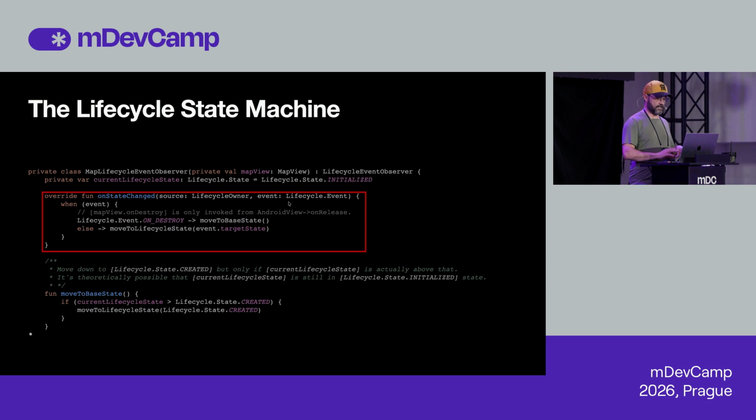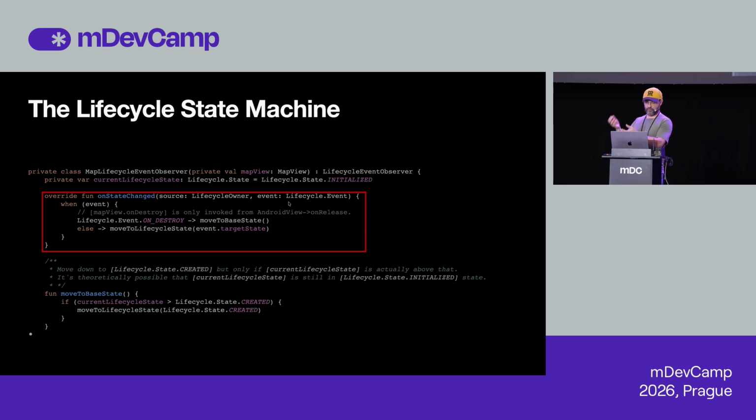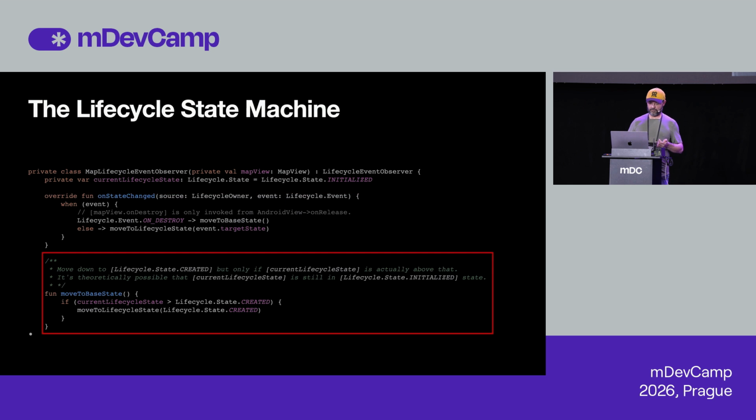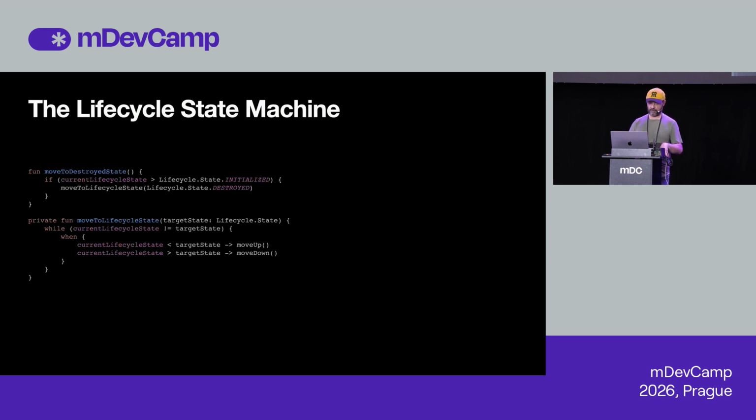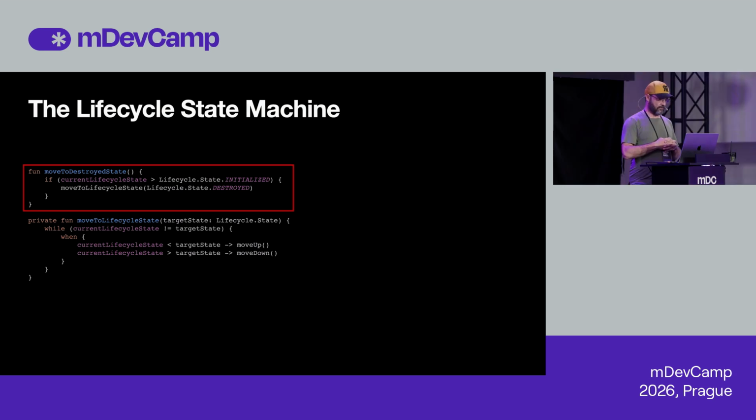So here what we do is, okay, if this event is onDestroy, we are going to move into the base state. And if not, we are going to move to the lifecycle state. Move to base state is simple. It just checks that, okay, if the current lifecycle state is at the top of created, we move back into created. So if it's created, it doesn't do anything, to avoid weird behavior on the lifecycle. Move to destroyed state: if the current lifecycle state is bigger than initialized, then we can move it into destroyed.